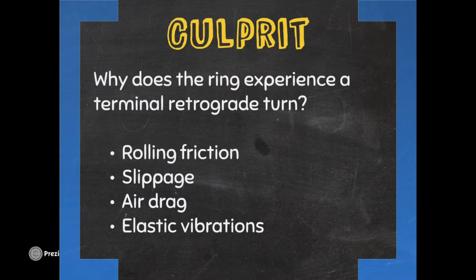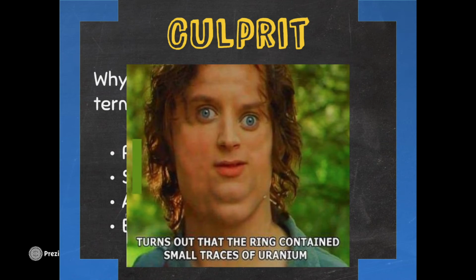So it turns out that the ring actually contained trace amounts of uranium. If you don't believe me, just ask Frodo.